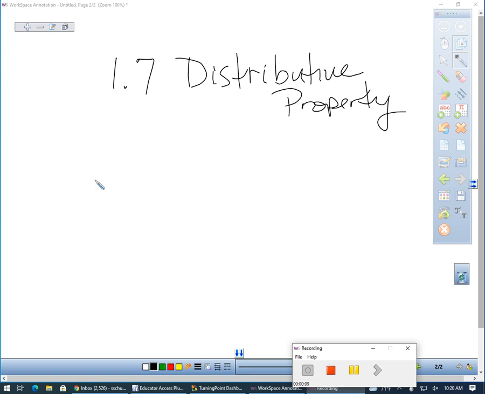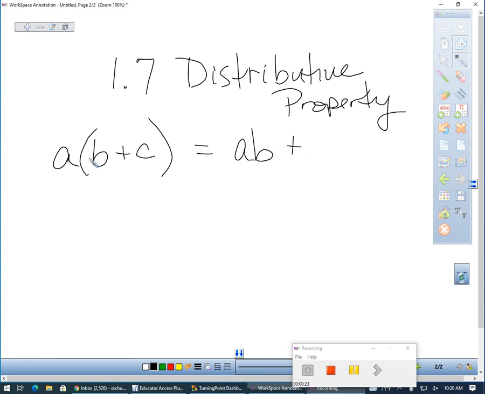When we wrote this property down, we said when you have something outside the parenthesis, it has to multiply whatever is inside the parenthesis. So we said A times B is AB, and A times C is AC. That's how we wrote the property down the other day. Today, we're going to work with this property in a few different ways. So we're going to start with the easy stuff, though. Right off the bat, we're going to start with example number 1.